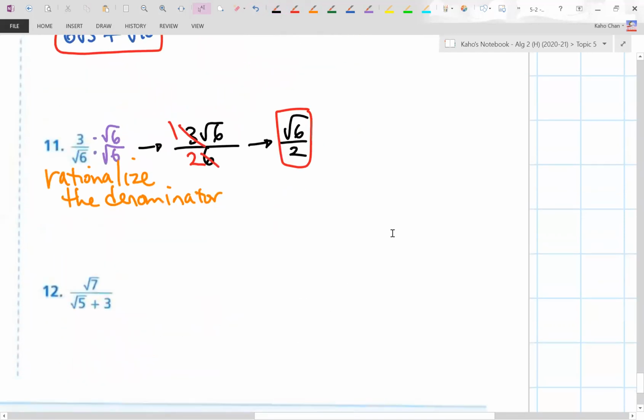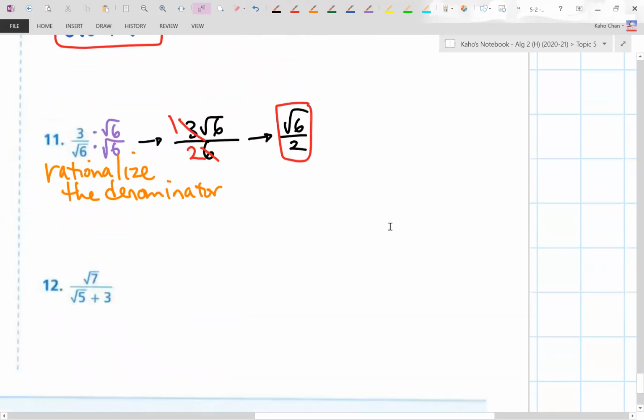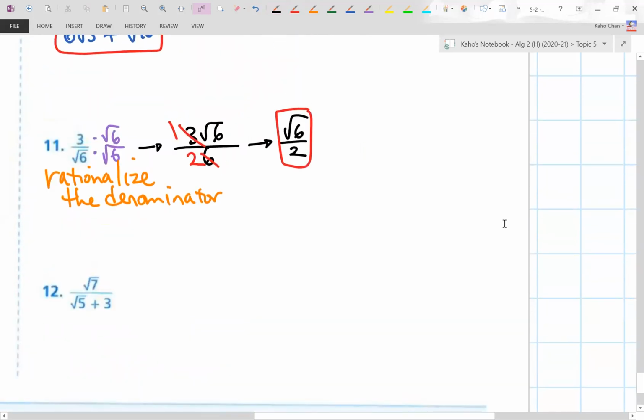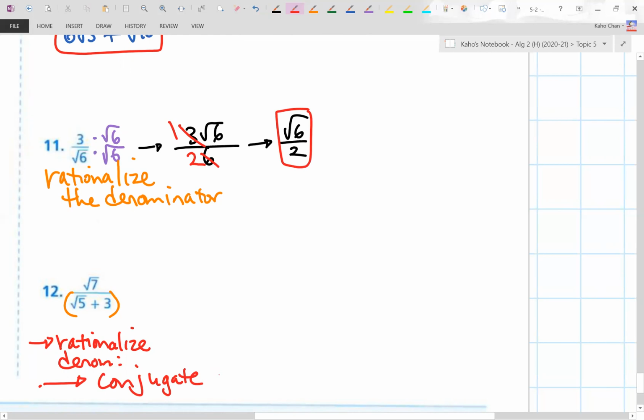Ooh, I'm ready for the last one. We're approaching an hour. How did this get out of hand? The last one is a binomial in the denominator. I need to rationalize the denominator by multiplying by the conjugate. Let's do it. We need the conjugate. All right, the conjugate of root 5 plus 3 is root 5 minus root 3. Okay. I'm sorry, minus 3.